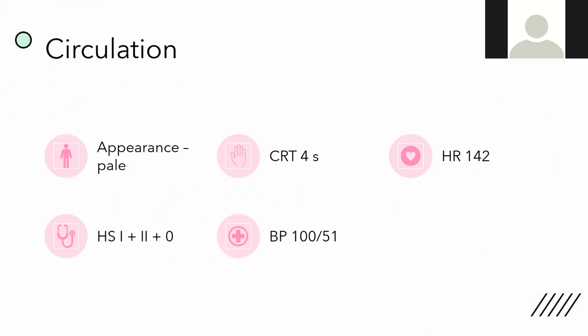Okay, so moving on to circulation. You see that the patient appears a bit pale. The capillary refill time is 4 seconds, which is a bit high. The heart rate, they're tachycardic. You don't hear any murmurs on auscultation, and their blood pressure is 100/51. Is there anything you're concerned about in circulation?